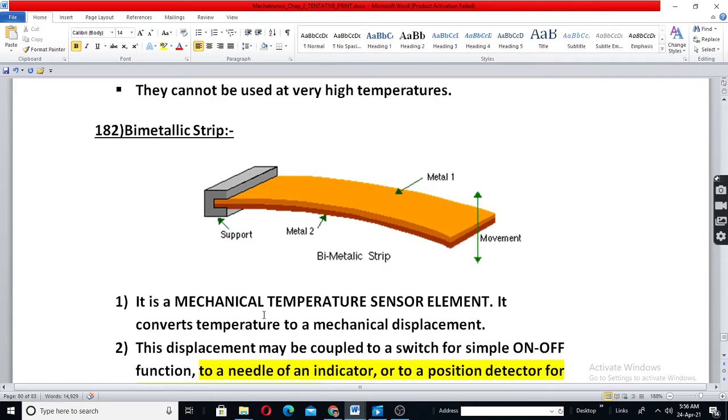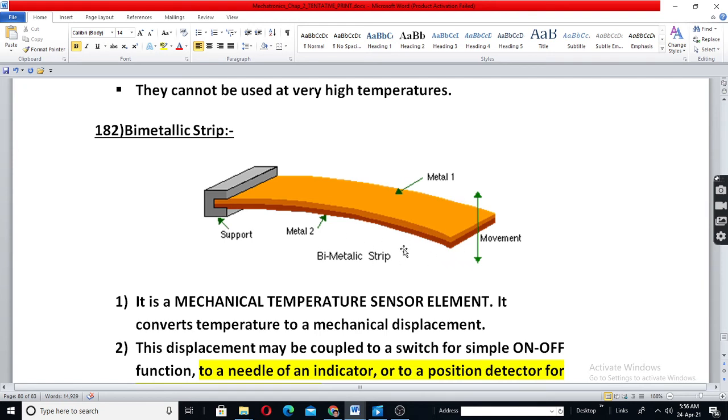Next is thermostat. This is also very simple. You know that it is made up of a bimetallic strip. It is a bimetallic strip made up of two different metals, metal 1 and metal 2, having different temperature coefficients of thermal expansion. So initially at normal temperature, both of these will have the same length and this will be like a flat strip.